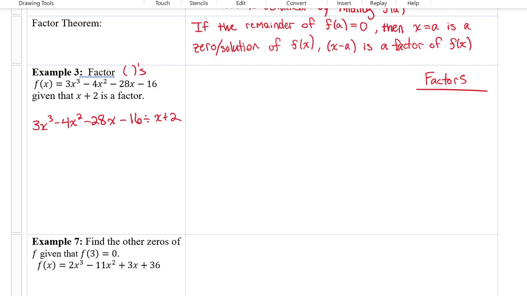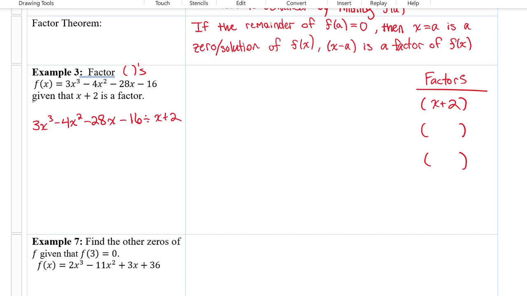Something to keep in mind with these division problems is that the degree of the big polynomial will tell you how many factors or solutions you should have. My highest exponent, my degree, is 3, which means I should have 3 factors, or 3 sets of parentheses. What we've been given is already one factor: x plus 2. We're setting that as our divisor, and that's going to allow us to do some synthetic division to turn this big polynomial into something that we can factor.